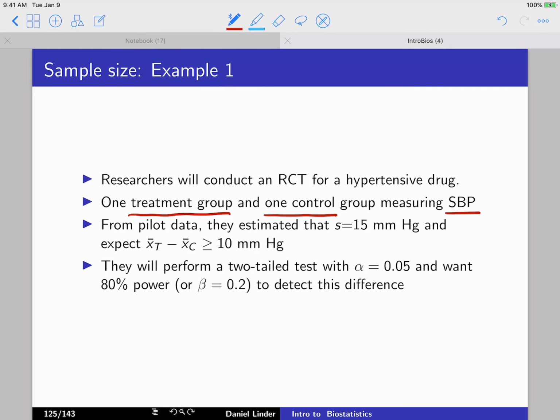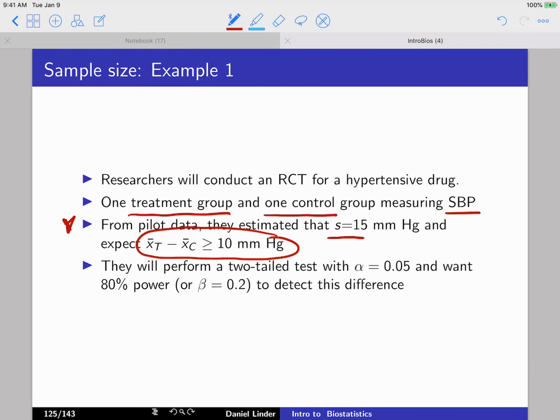So the researchers believe, and it could be from pilot data or it could just be from expert knowledge, so they may know something about the pharmaceutical properties of the drug, and they may have these expectations, but at any rate, they estimate that they're going to see this. So they estimate that their sample standard deviation is going to be 15 millimeters of mercury, and they expect that the treatment group and the control group are going to be different by 10 millimeters of mercury. Okay?